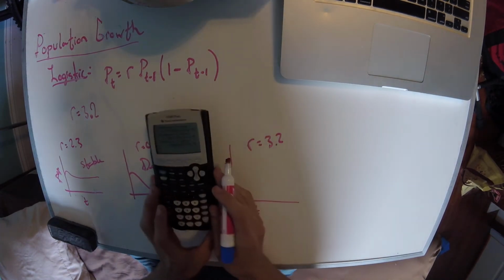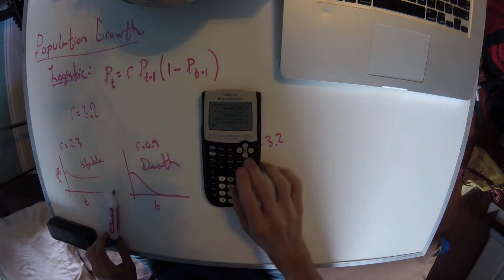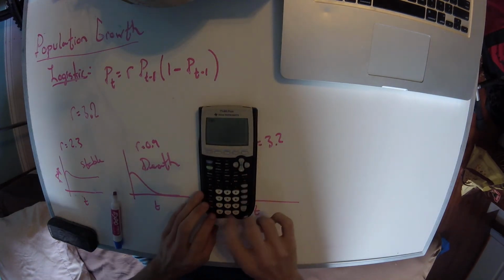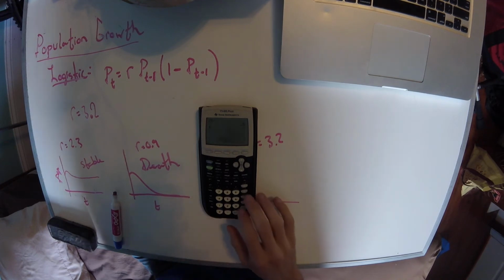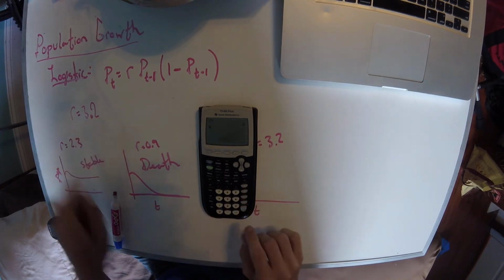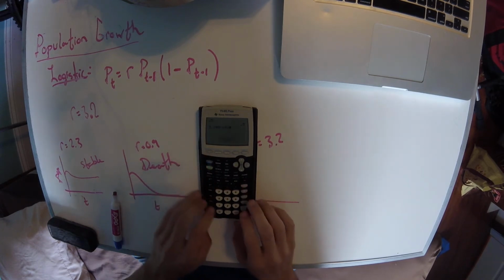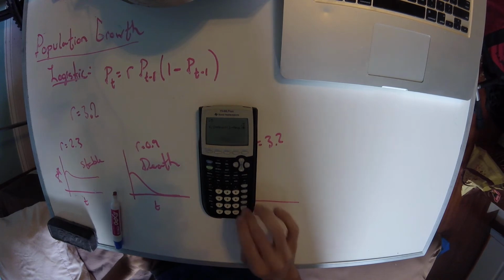Okay, so again, let's put this on here. Again, let's start at 0.5. And now we're doing 3.2. So 3.2 times answer times 1 minus answer. All right, let's get these rabbits off the ground.